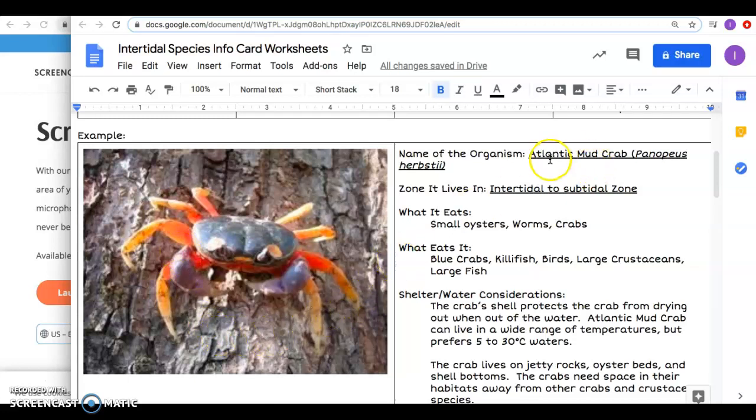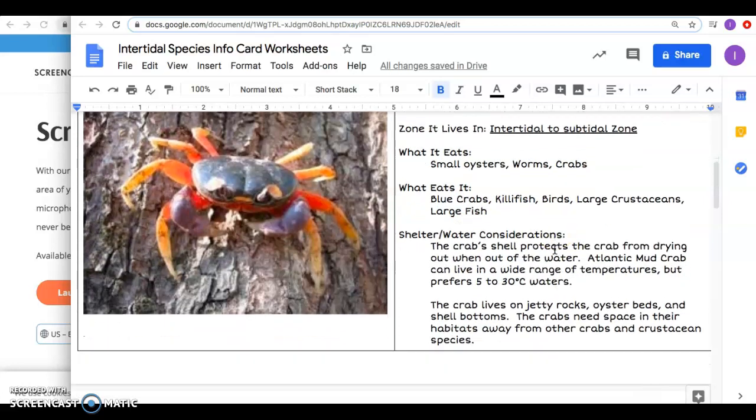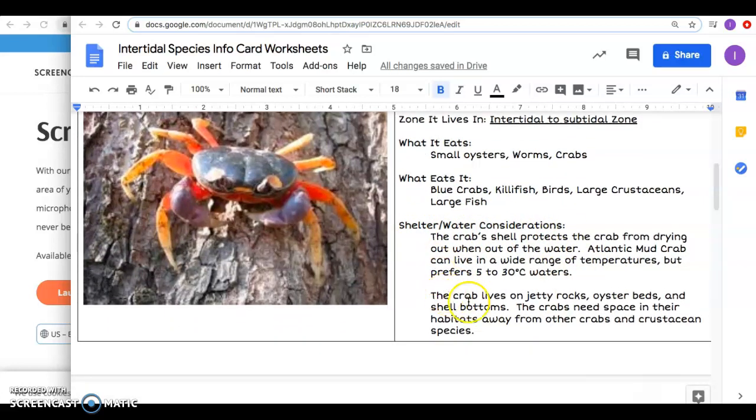So here's an Atlantic mud crab. Okay, it lives in an intertidal to subtidal zone. It eats oysters, worms, and then other kinds of crabs. Okay, so it's a medium-sized crab because it also gets eaten by blue crabs. Okay, so it's in between these 2 sizes of crabs. It's predator and prey. Okay, and then you want to tell me what are its shelter and water situations.